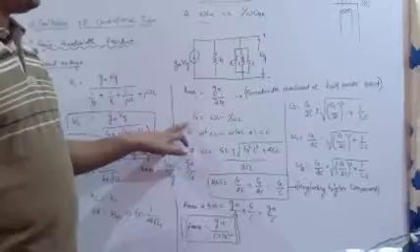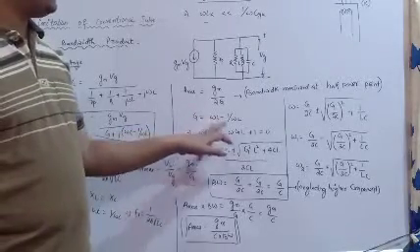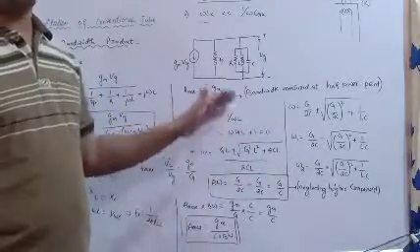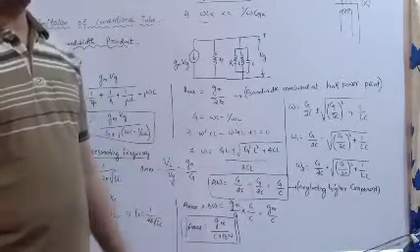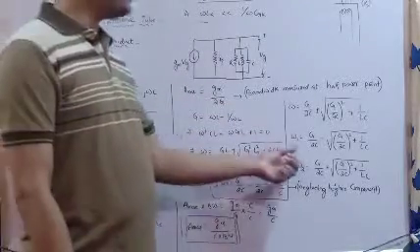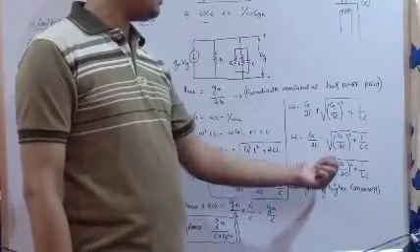Then the resonating condition is: G must be equal to omega C minus 1 by omega L. Solve this. It is a quadratic equation. You will get one positive value and one negative value. The positive value is omega 1, G by 2C minus this term. Omega 2 is G by 2C plus this term.